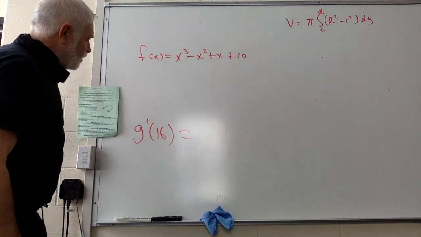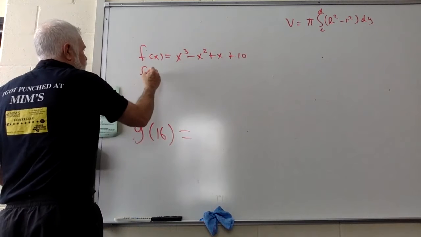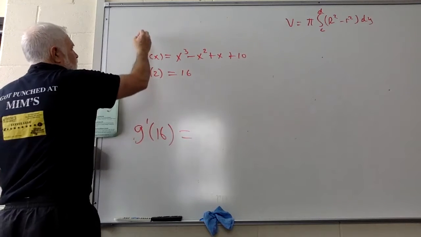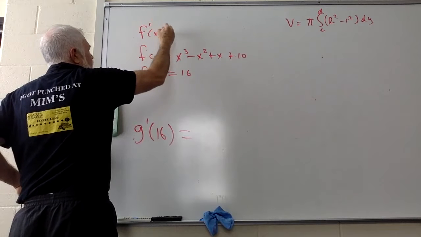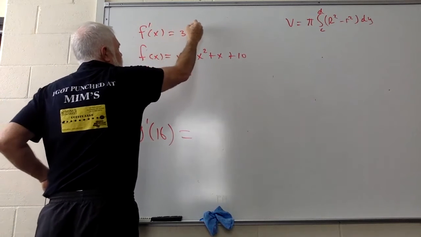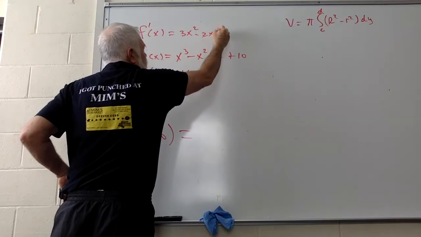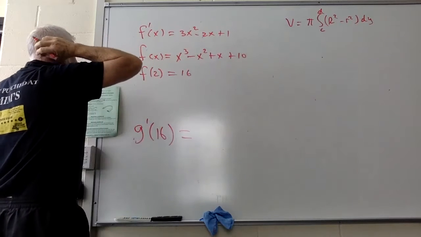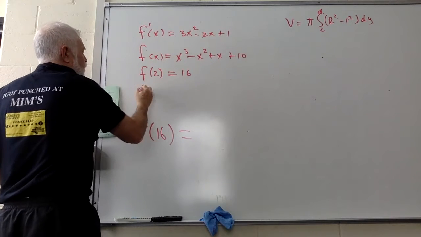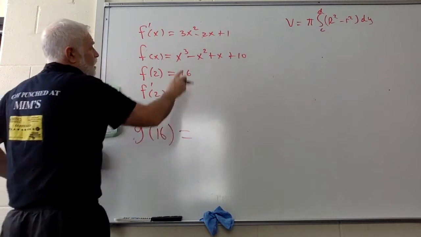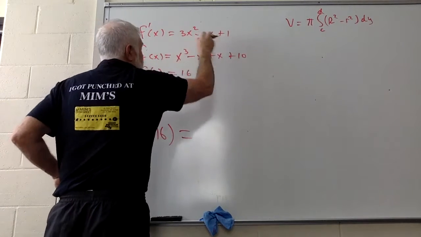All right, so hopefully it doesn't take you too long to figure out that f of 2 actually equals 16. And f prime of x, I might as well put up here, f prime of x is equal to 3x squared minus 2x plus 1. Okay, if I put a 2 in there, f prime of 2 is equal to, guess I got to do it. 12 minus 4 is 8 plus 1 is 9.